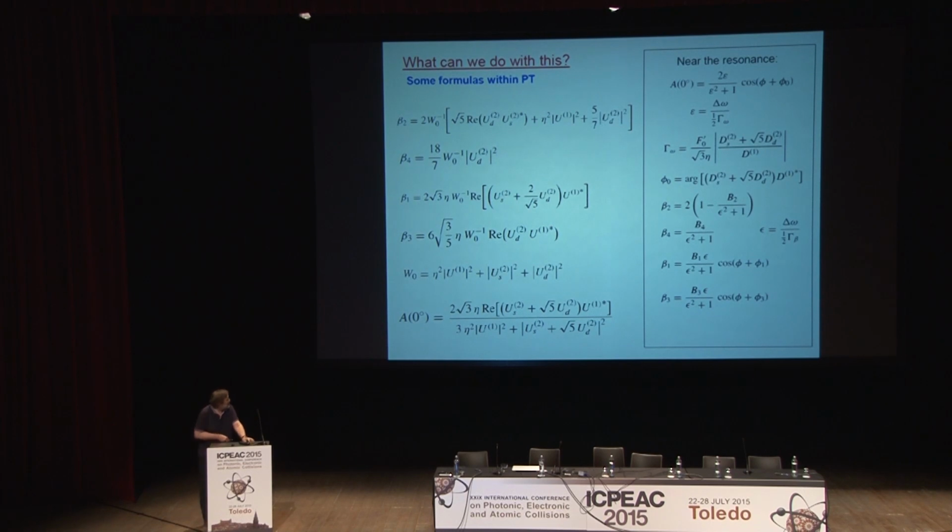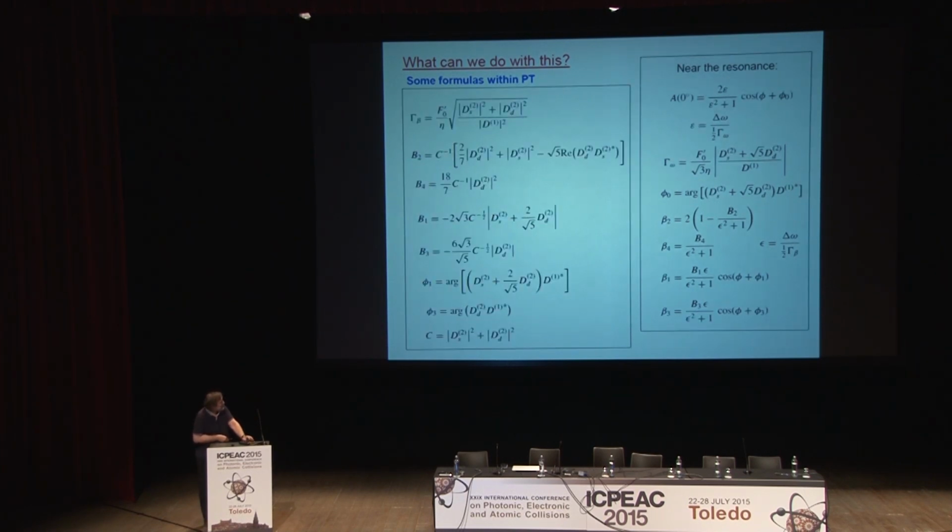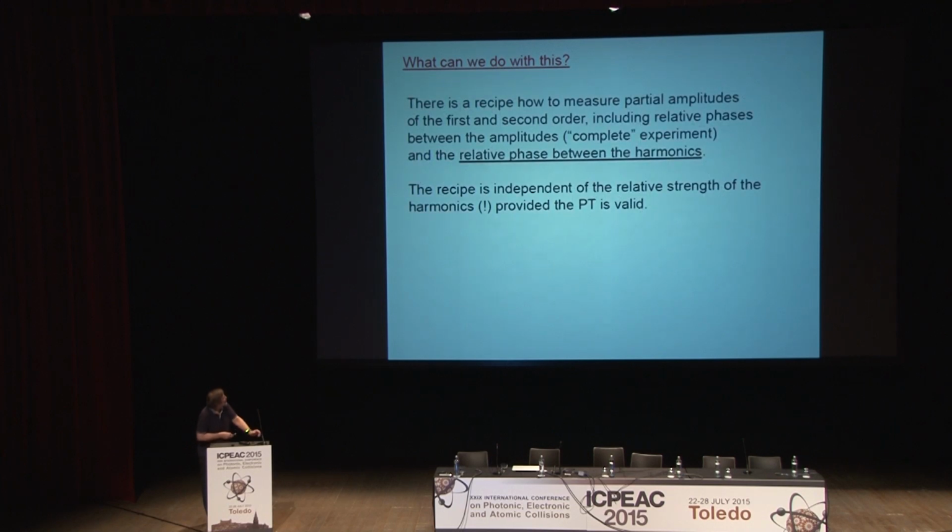It turns out that there is a recipe for how to measure partial amplitudes of the first and second order, including relative phases between the amplitudes, which is what is normally meant by a complete experiment. The relative phase between the harmonics we can also measure. And this recipe is actually independent of the relative strength of the harmonics, provided the perturbation theory is valid. It was shown in this paper which I cited.